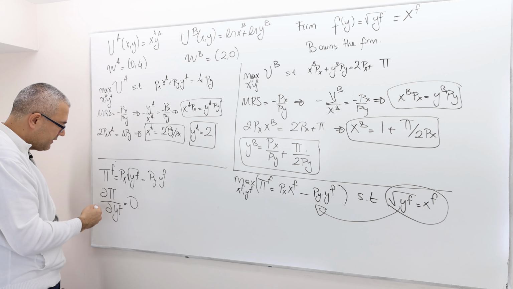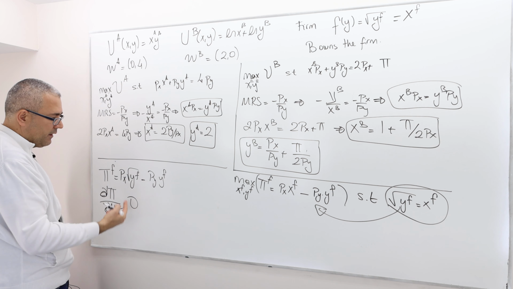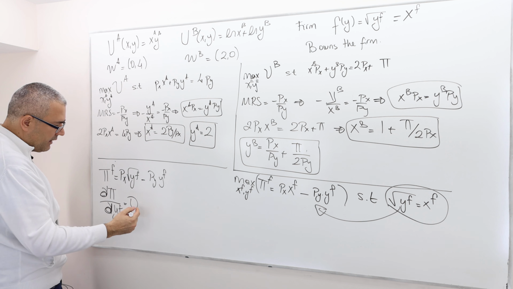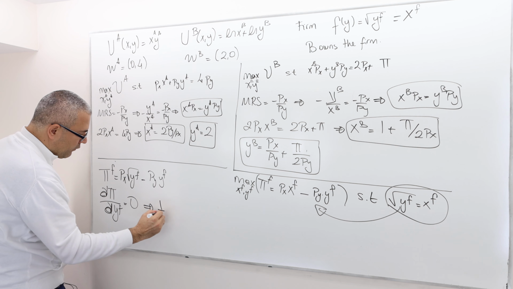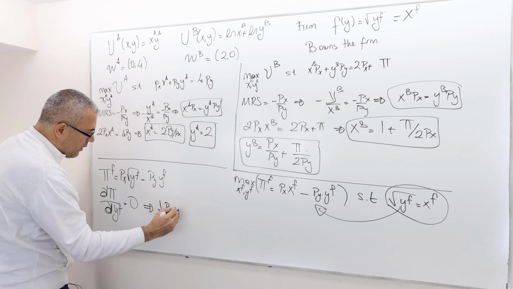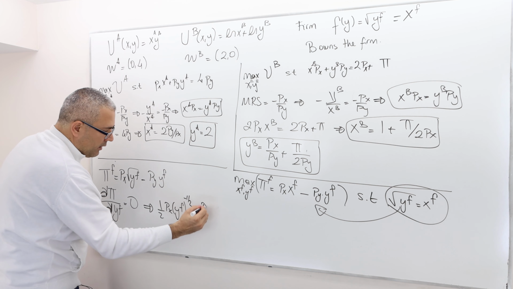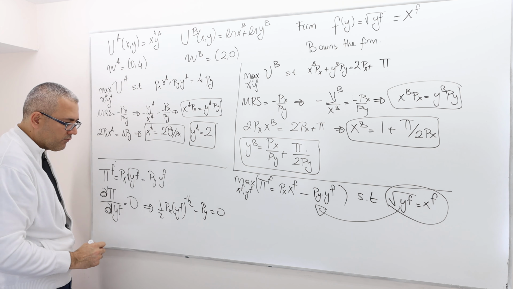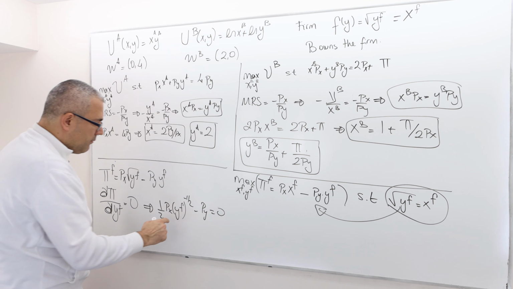Not partial, but it's the total derivative with respect to yf, because this is a function of one variable only. Set it equal to 0. So when I take the derivative, I'm going to get 1 over 2 px yf to the power minus 1/2 minus py equals 0, right? So I send this guy to the other side.